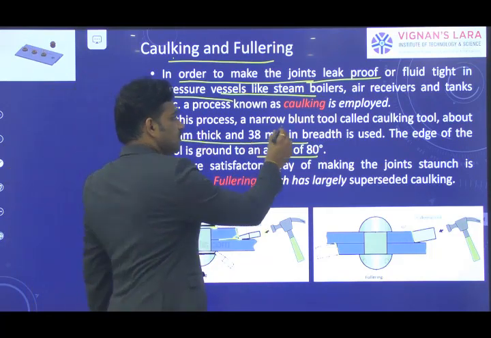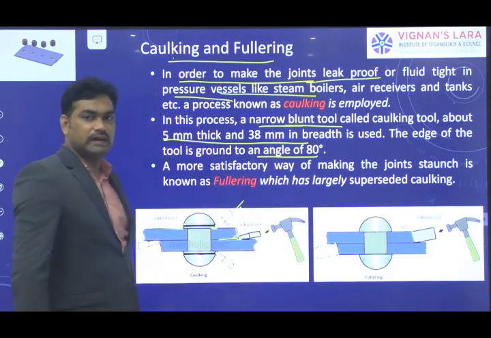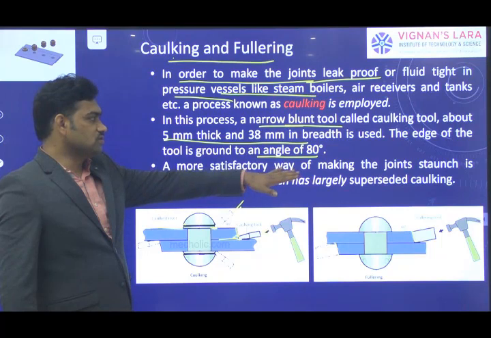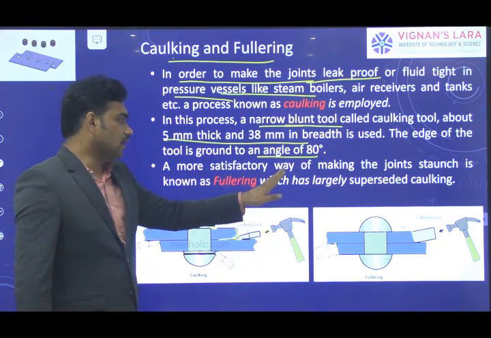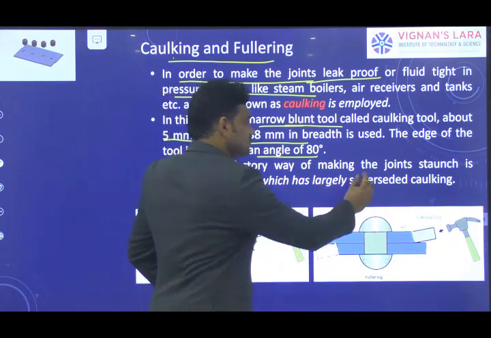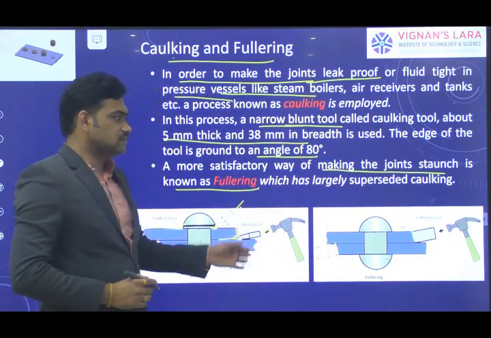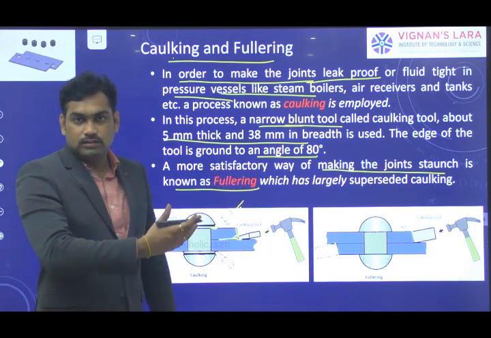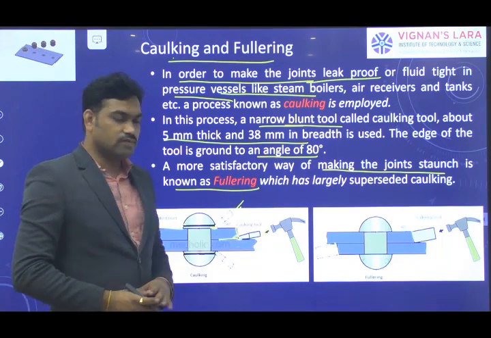And in this process, a blunt tool or narrow blunt tool, a caulking tool about 5 mm to 38 mm in width, is used. The edge is ground to an angle of 80 degrees. And more on fullering: making the joints strong is known as fullering, which is largely increased with the caulking process. Clear? That is the process of caulking and fullering.